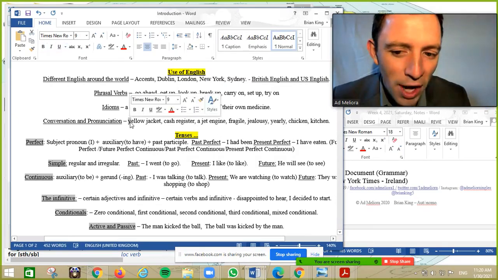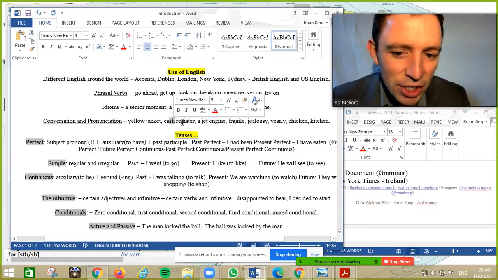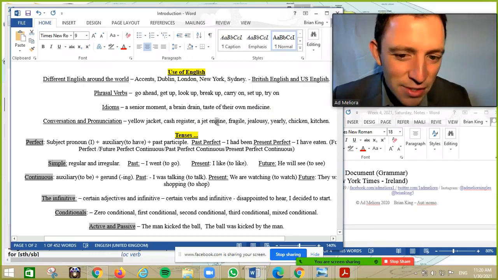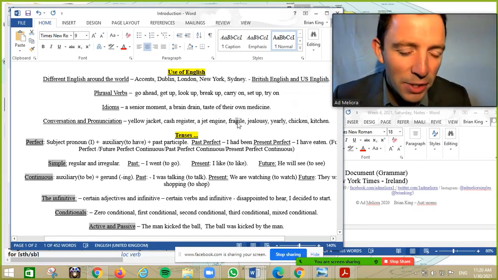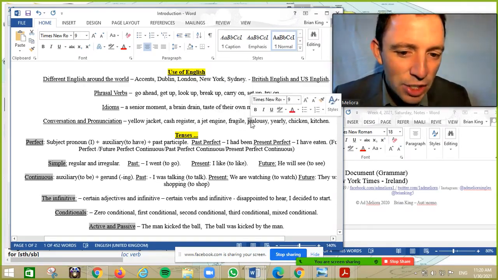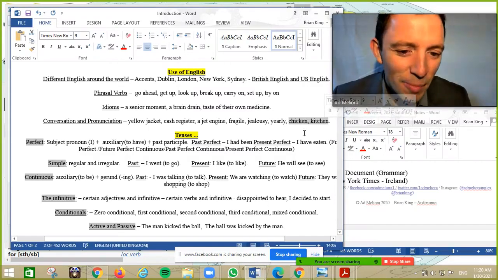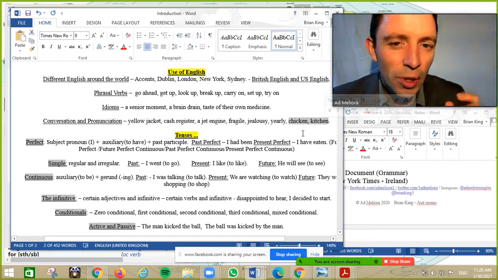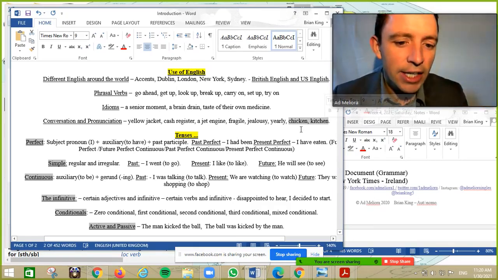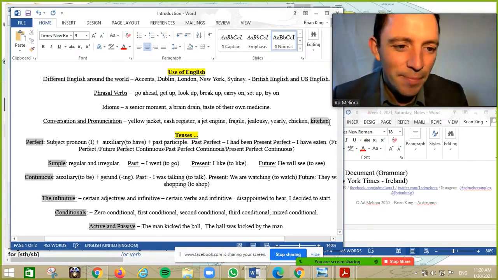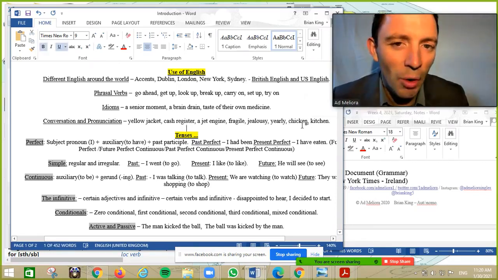For example, the Y, yellow; J is jacket; cash, SH, register; the G, jet, engine; the G, fragile; with the J, jealousy; with the J, yearly; and then chicken and kitchen. Lots of people confuse the two, so it's necessary to be very clear. Kitchen is cocina and chicken is pollo. So very, very different, and it's important to be aware and conscious of the two.